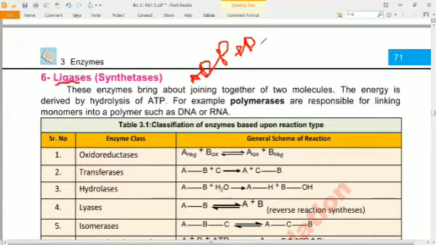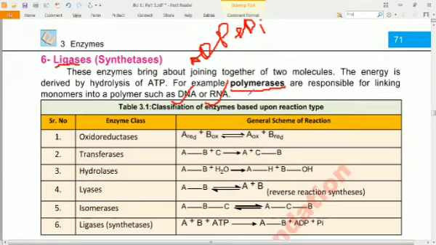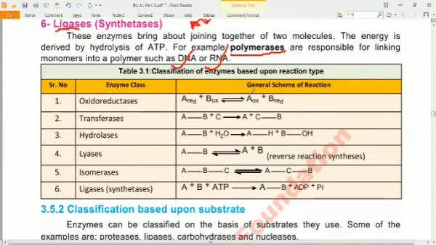So when the bond is broken down, what happened? The energy is utilized for this process, and that process is done by polymerases, which are the enzymes which perform the function of polymerization or making the big polymers of DNA and RNA. So let's take a brief look at the reaction procedure, like how oxidoreductases perform.